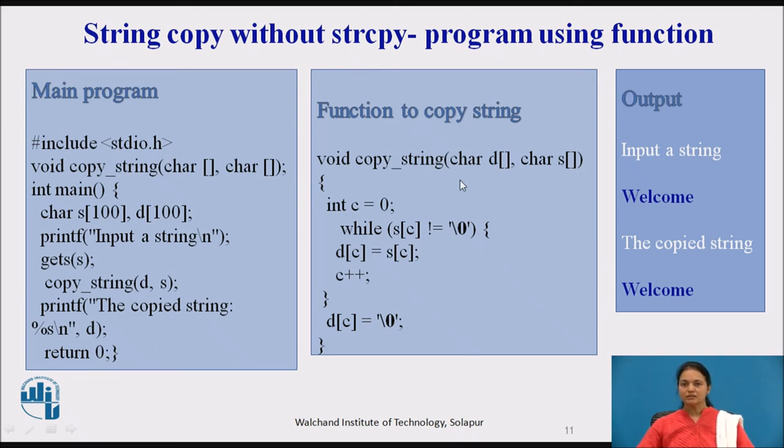Now this is the function. In the function we have void copy string. Here we initialize the counter C equal to 0, that is the index for the array. Then while it is not null, we copy the destination from the source, incrementing the counter, and then we complete the copy and put the null character at the end. So this is the output: input string welcome, and the copied string we have printed is welcome.